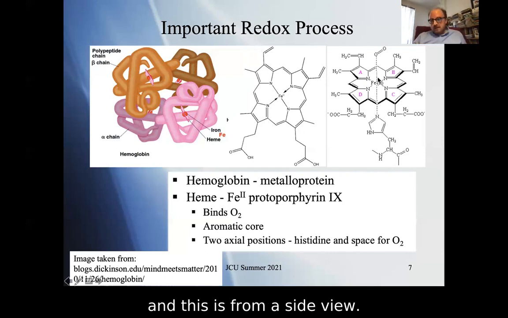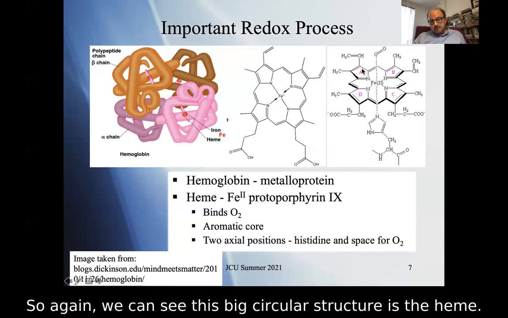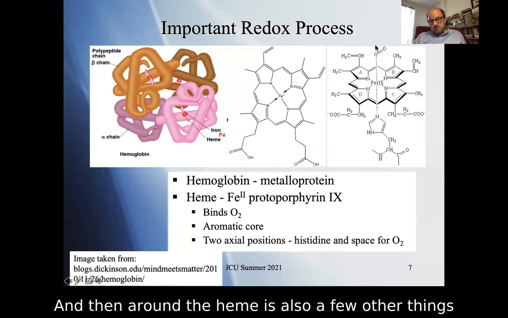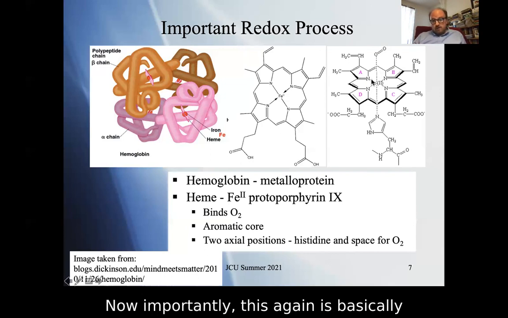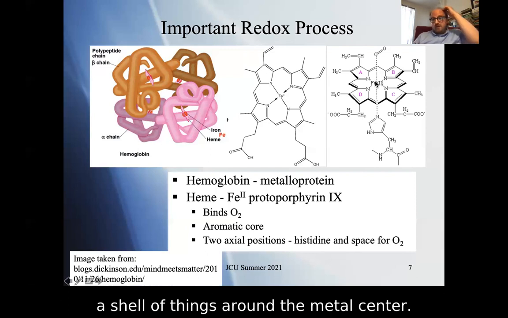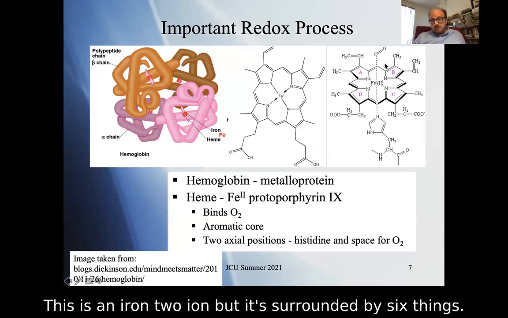So here, this is looking down, and you're looking onto the plane of the heme. And this is from a side view, right? So again, we can see this big circular structure is the heme. And then around the heme is also a few other things, right? And in the center of that is the iron, right? Now, importantly, this is basically a shell of things around the metal center. This is an iron 2 ion, but it's surrounded by 6 things.